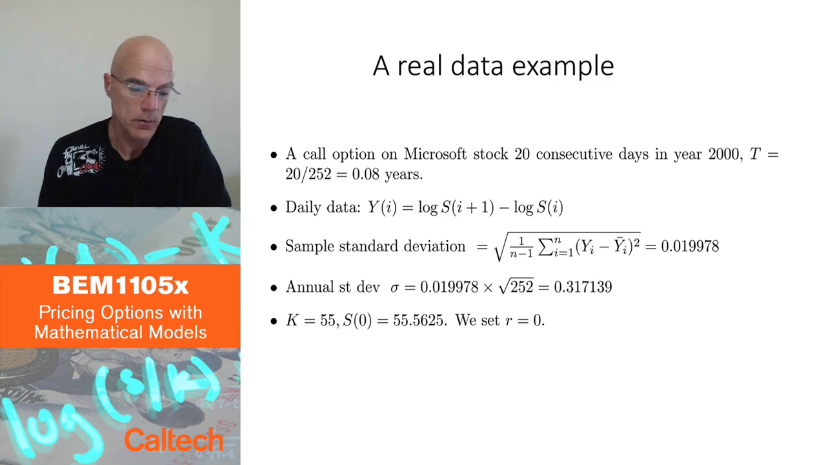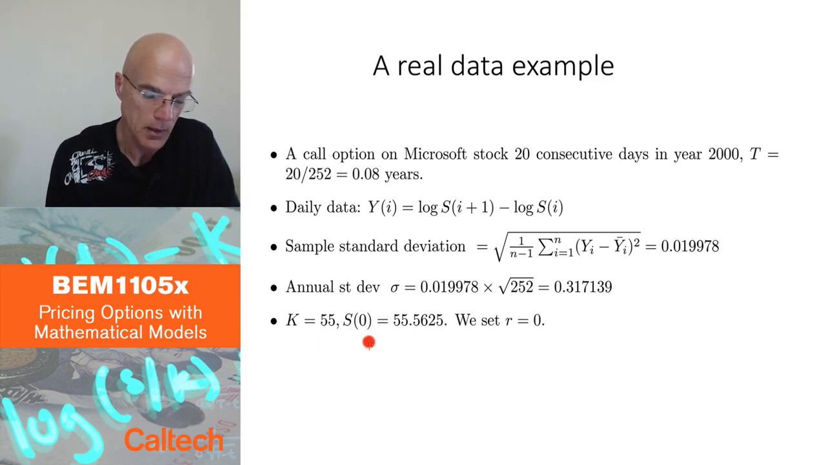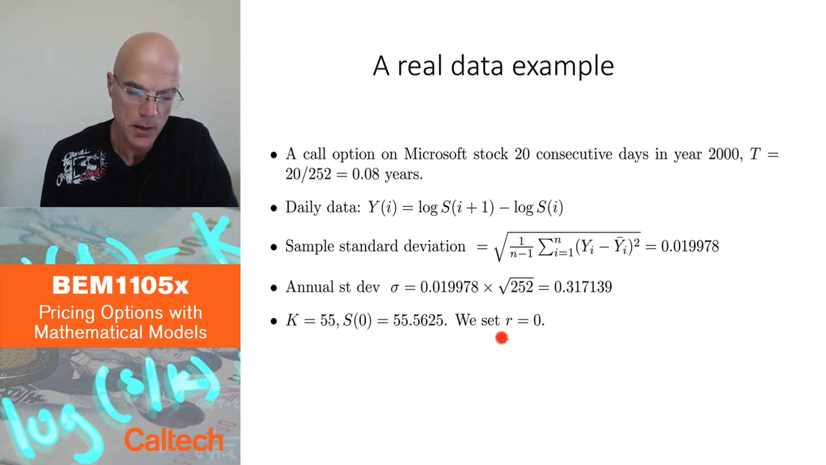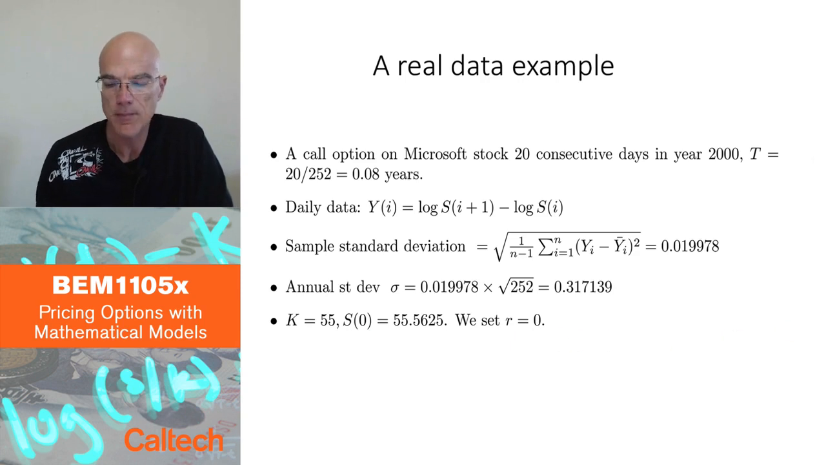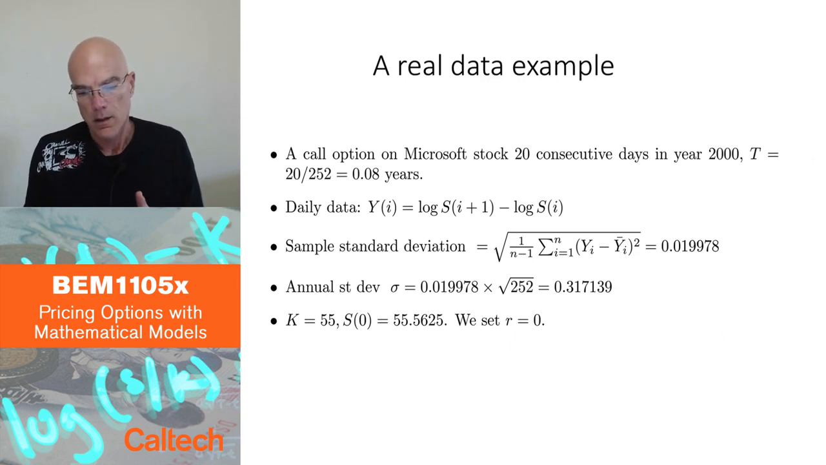I will also use 55 for the strike price, and at the initial time I'm going to use this for the stock price, and the interest rate is 0. Except I'm cheating here somewhat. Where am I cheating?